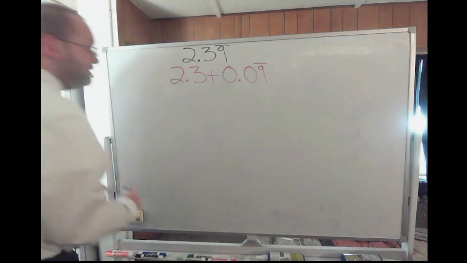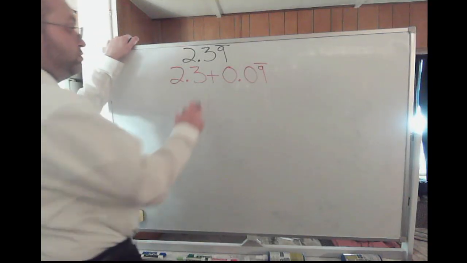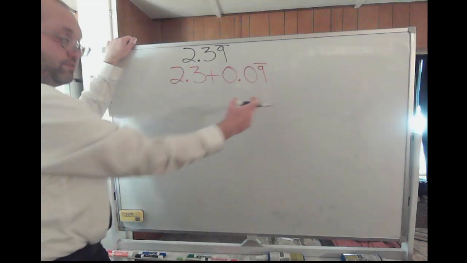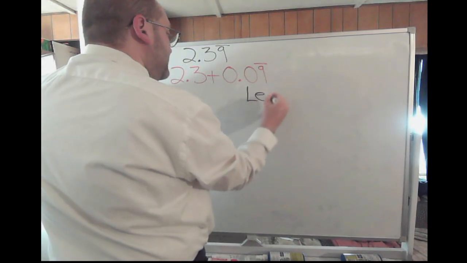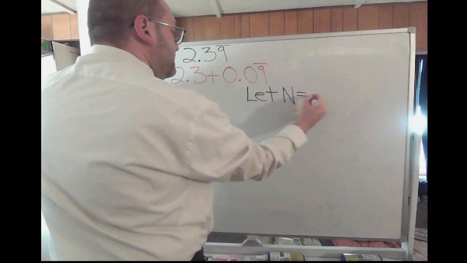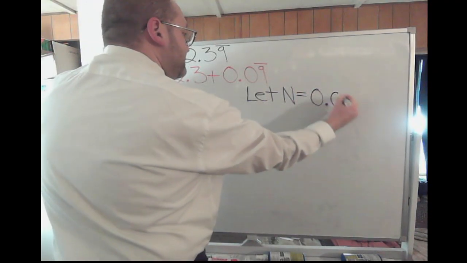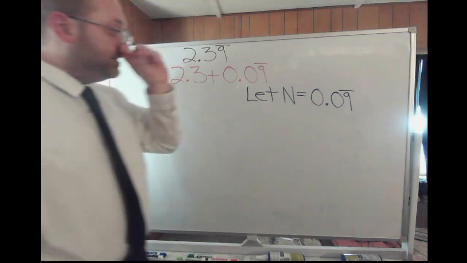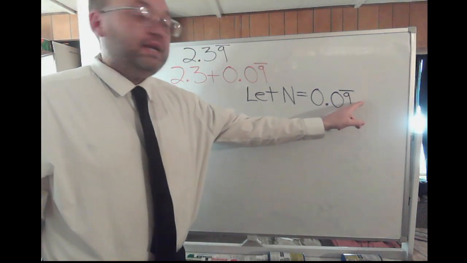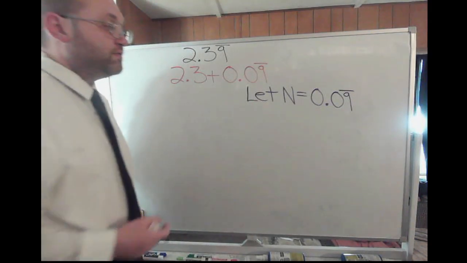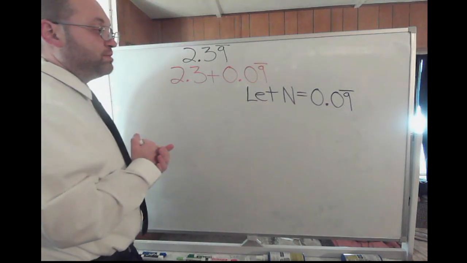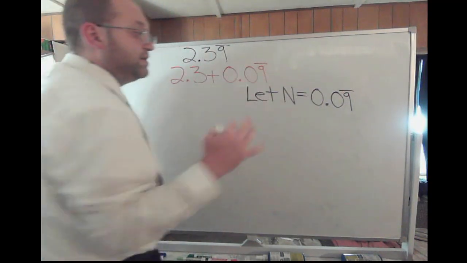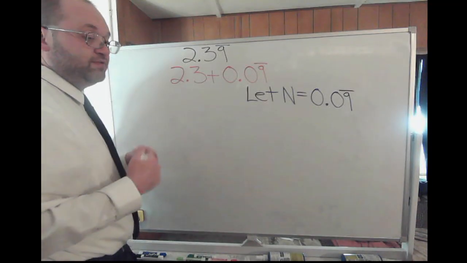Well, next thing you should do, we'll forget about 2.3 for a minute. We're only going to focus on that 0.09 repeating. So we're going to let n equal that 0.09 repeating. Now keep in mind, the goal is to ultimately get rid of the repeating decimal. That's not going to work to try to solve for a fraction. Well, here's one problem. The repeating number is not immediately to the right of the decimal. We need to make it immediately to the right of the decimal.